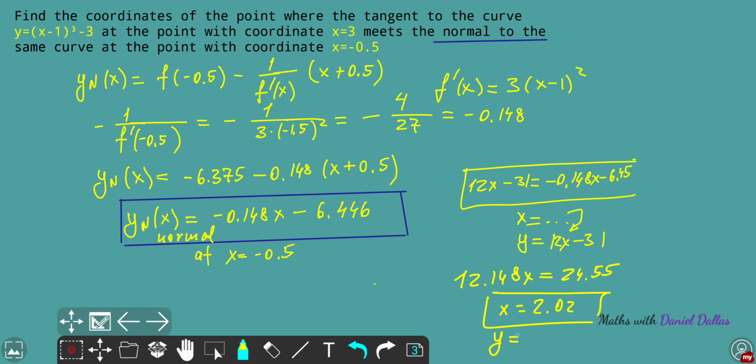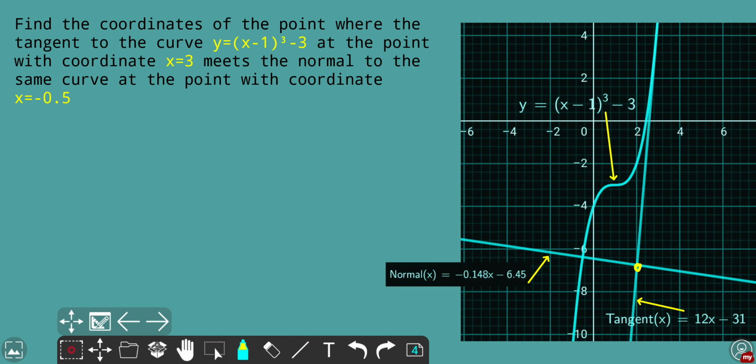So now we multiply by 12 and take away 31. I'll get around negative 6.75, that's the y coordinate. So finally the point of intersection, let's set it up as the point P, will have the following coordinates: 2.02 for x and negative 6.75 for y. Okay, so bearing the coordinates in mind, let's go to the graphical explanation.